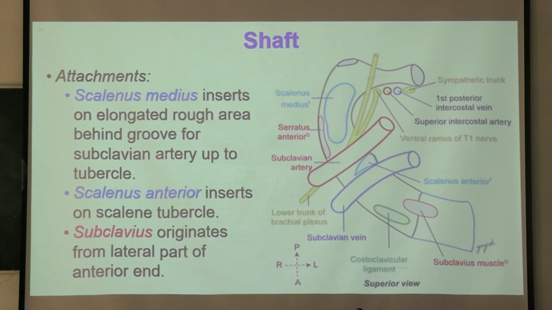Now go to the attachments. Scalenus medius inserts on the elongated rough area behind the groove for the subclavian artery, up to the tubercle. See, this is the insertion of scalenus medius. Scalenus anterior inserts on the scalene tubercle. Here is the scalenus anterior. And subclavius originates from the lateral part of the anterior end. Here, the subclavius muscle is originating from the first costochondral junction, at the junction between the anterior end and the costal cartilage of the first rib. Okay, understood?